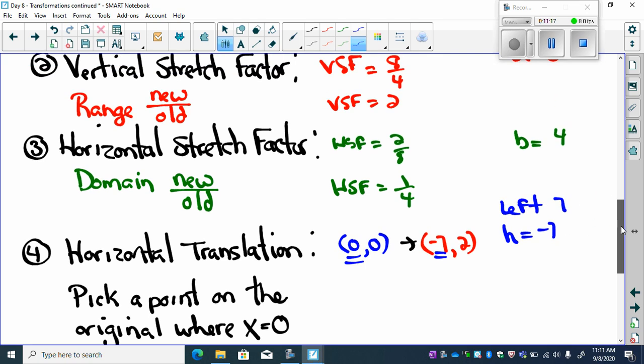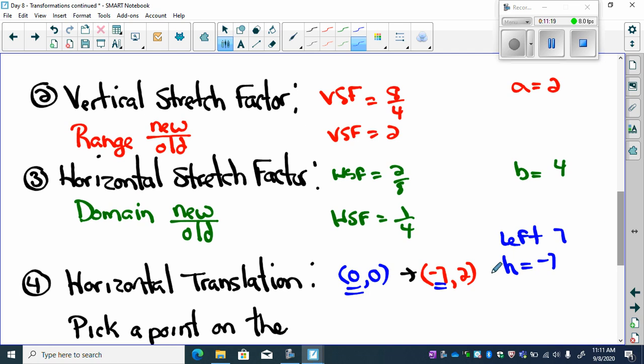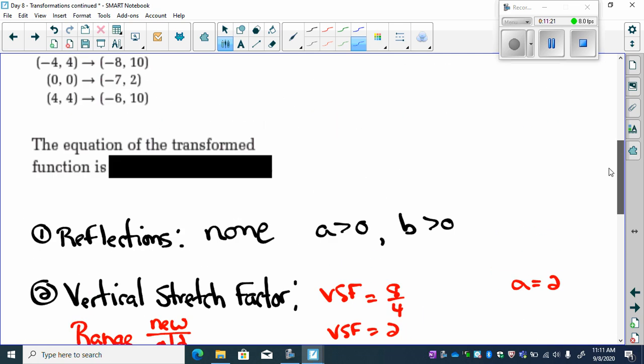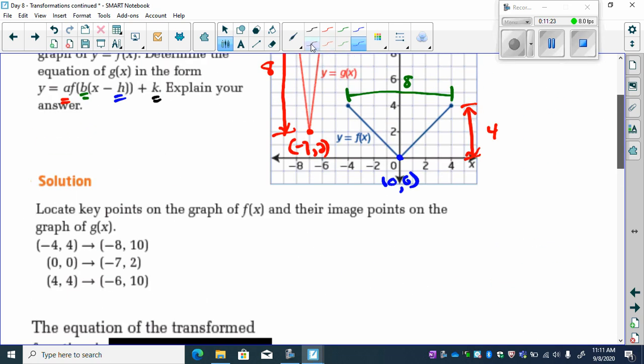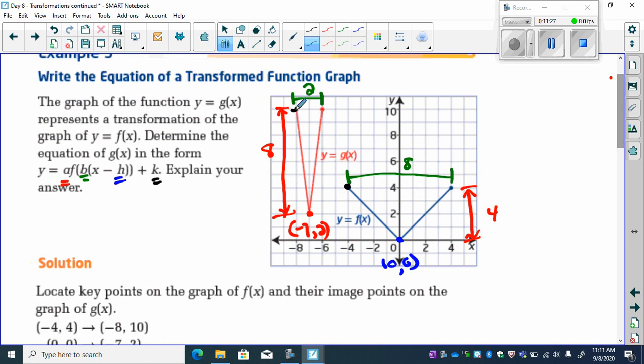I just want to show you the h value if I used, say, this point, and its image point would be this one here. Okay, so that's -4, 4. And that is -8, 10.